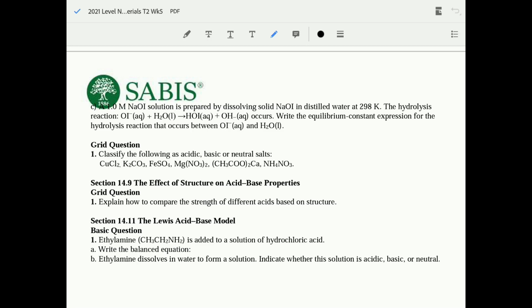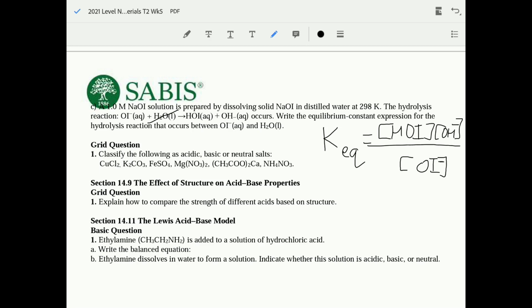Okay, we have a 1 molar NaOI solution that is prepared by dissolving solid NaOI in distilled water at constant temperature. The hydrolysis reaction is given. We have to write the equilibrium constant, K equilibrium. We should know that we only put the aqueous and gaseous species in the expression, so we get rid of any liquid. We get the concentration of HOI multiplied by the concentration of OH minus. Again, we put the power of the coefficient, but in this case all the coefficients are 1, over the concentration of OI minus.